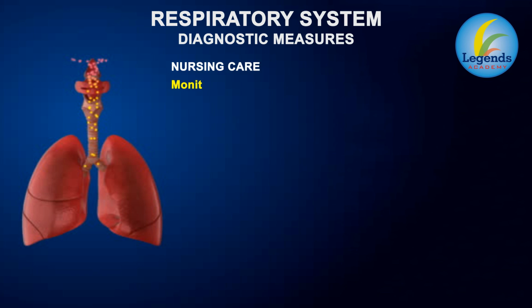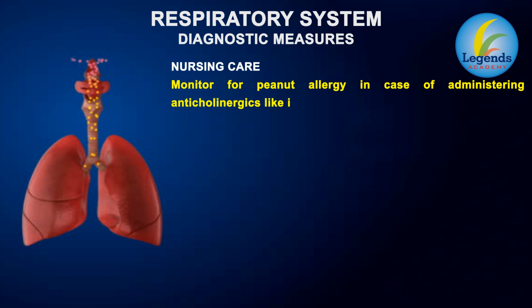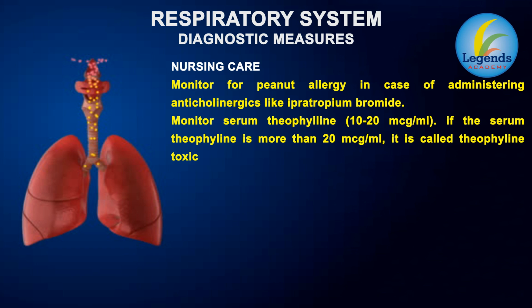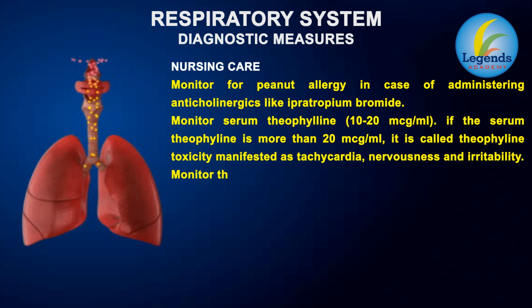Nursing care: you have to monitor for peanut allergy in case of administering anticholinergics like atropine bromide. So before giving this atropine bromide, monitor the patient for any allergy to peanut. And monitor serum theophylline. Normal theophylline level is 10 to 20 mcg per ml. If the serum theophylline is more than 20 mcg per ml, it is called theophylline toxicity, and it is manifested with symptoms of tachycardia, nervousness and irritability. Monitor the heart rate while administering doxofylline to the patient.